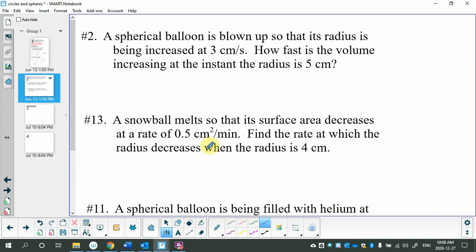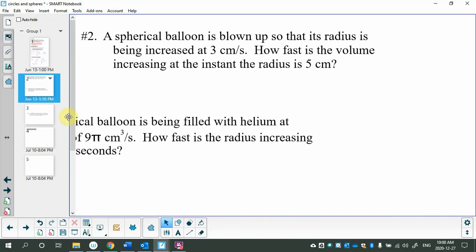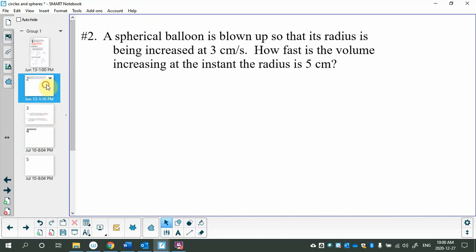I'm going to make a new sheet, assuming I need to for each of them so I can spread out. Okay. All right. Number 2 from the booklet, under circles and spheres.